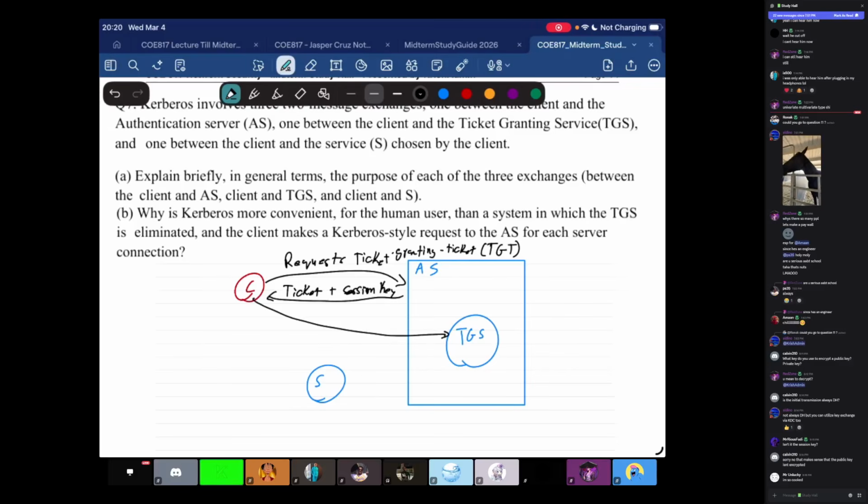So here it is the same thing, requests ticket. Again, I'll just say TGT. Again, TGS responds with the ticket and the session key. And finally, after having all this information, it can request data or start communication.